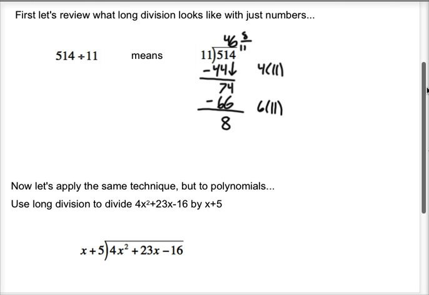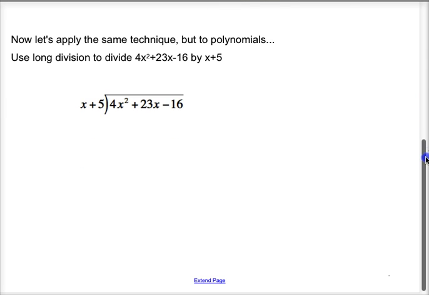Now the cool thing is when we're talking about long division, we can actually follow that exact same process with long dividing polynomials. So once you have all of that written down and we've refreshed our skills there, let's talk about how to do it with polynomials. And again, it's the same process. So, I'm taking 4x squared plus 23x minus 16, and I'm dividing it by x plus 5.